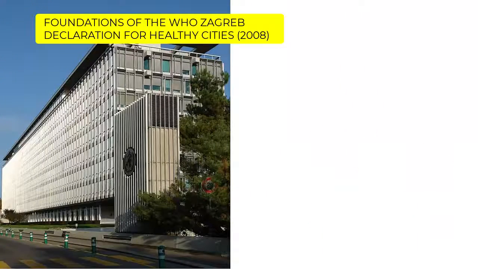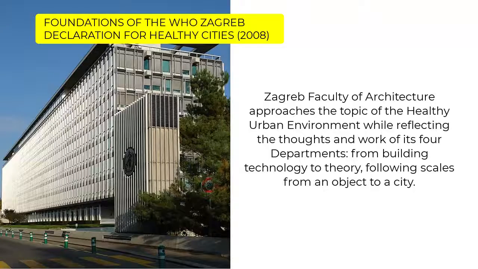By leaning and building on the foundation of the World Health Organization's Zagreb Declaration for Healthy Cities from 2008 and on valuable experience of the Croatian Healthy Cities Network, within its tradition, the Zagreb Faculty of Architecture approaches the topic of the healthy urban environment, while reflecting the thoughts and work of its 4 departments, from building technology to theory, following scales from one object to a city.